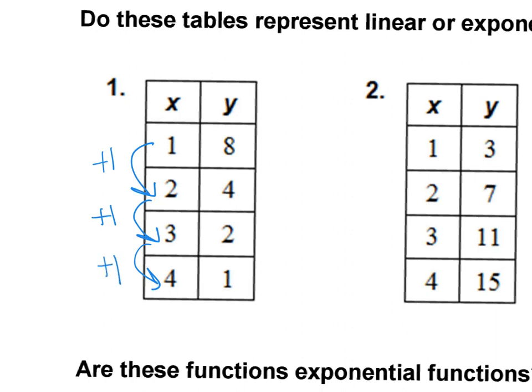Now, what's happening here? Am I subtracting 4? Well, no, because 4 minus 4 would be 0, not 2, so that doesn't work. So this must be an exponential. I must be multiplying or dividing. Well, I went from big to small, so I know I'm dividing. And I know 8 divided by 2 gives me 4. 4 divided by 2 gives me 2. 2 divided by 2 gives me 1. That's supposed to be a 2, sorry.